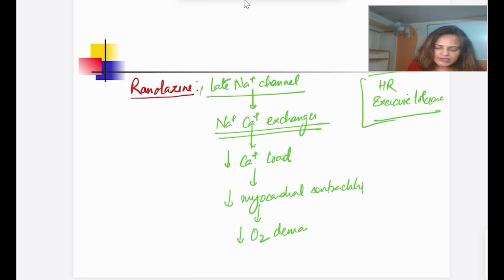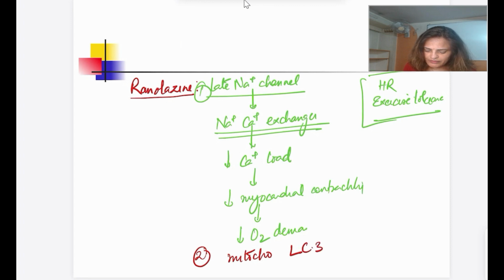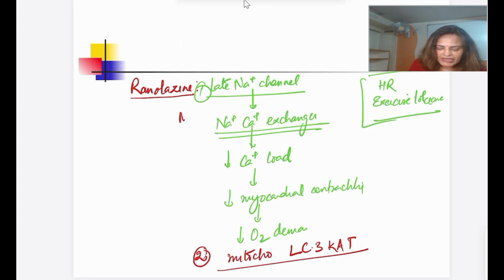Another one is, just like trimetazidine, it is also going to inhibit the same enzyme, mitochondrial long chain 3-ketoacyl coenzyme A thiolase, okay. So this is the number one mechanism, and this is number two, but this is the main mechanism, and this is the additional mechanism of ranolazine.